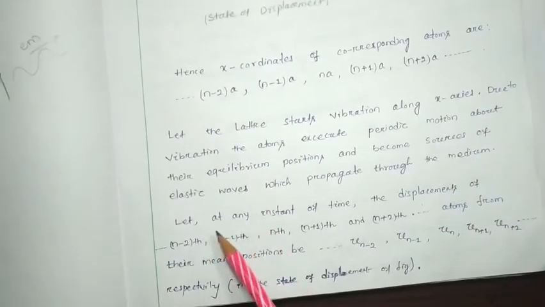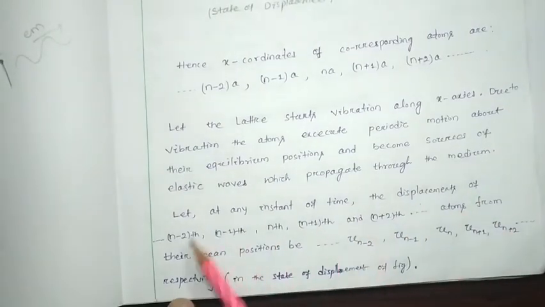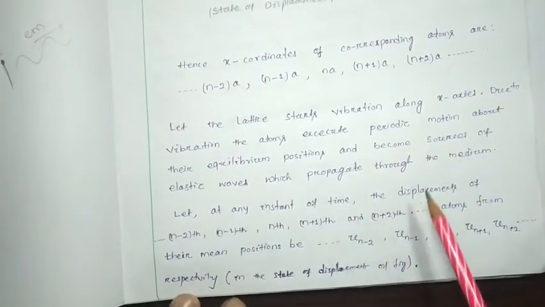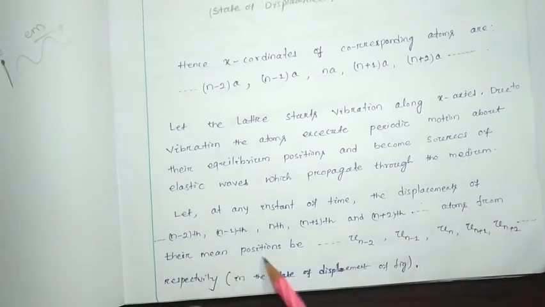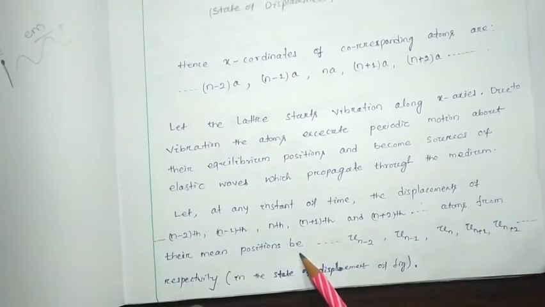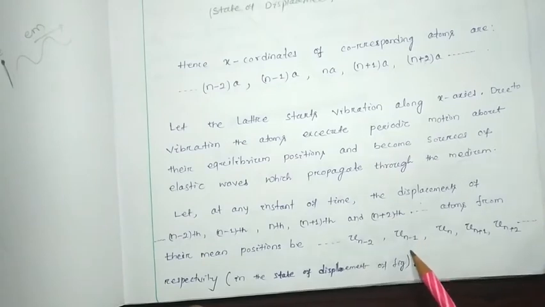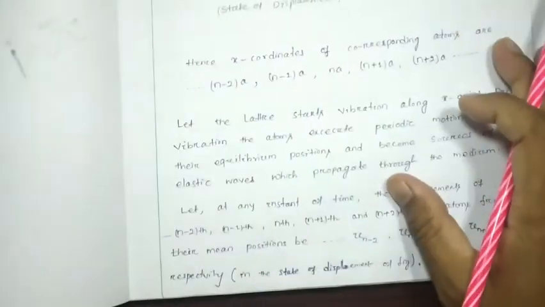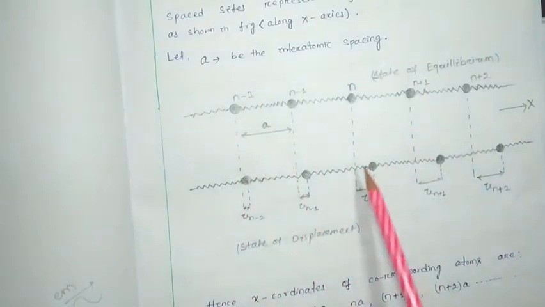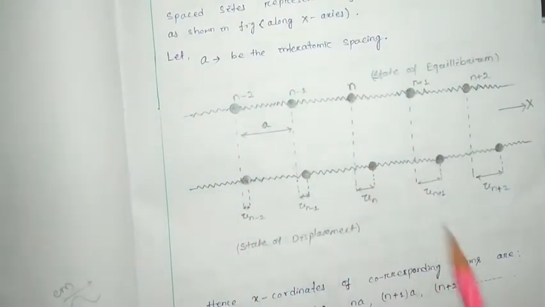So these are the things written here in the note. Let at any instant of time the displacements of the (n-2)th, (n-1)th, nth, (n+1)th, (n+2)th atoms from their mean position be u_(n-2), u_(n-1), u_n, u_(n+1), u_(n+2) respectively, in the state of displacement shown in this figure. This is the figure of the state of displacement from their equilibrium positions.